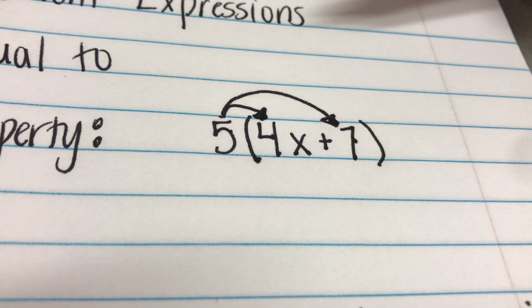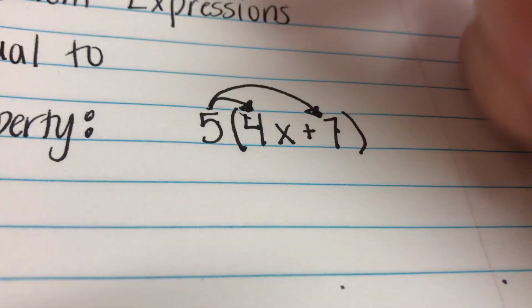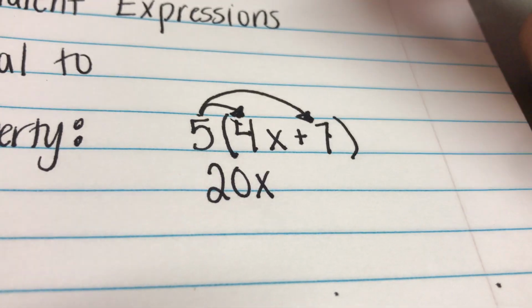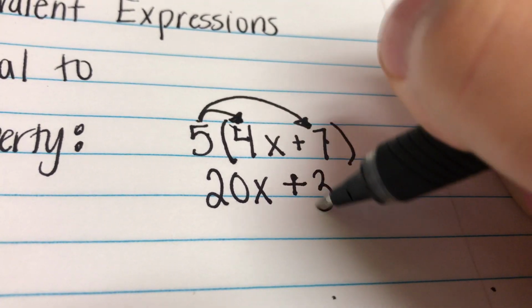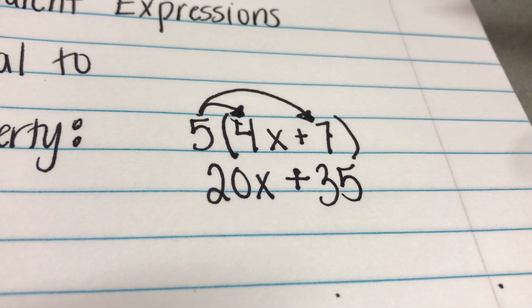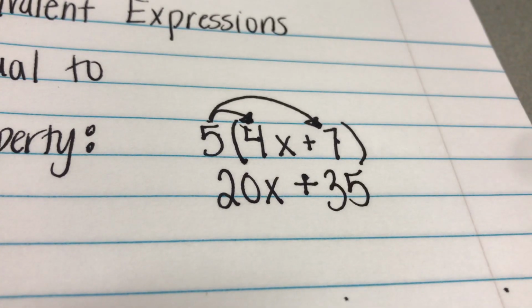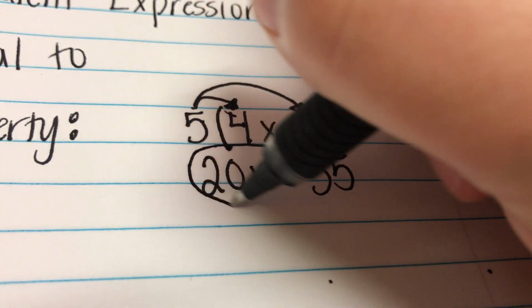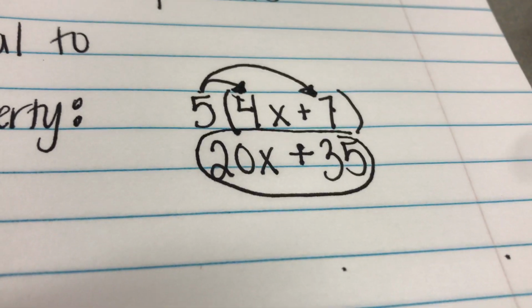So now when I distribute, that means multiply. So I'm going to do 5 times 4 is 20. X stays with it. 5 times 7 is 35, and there is no x. Now, just like in your previous unit, you knew about combining like terms. I looked to see if there's anything to combine. X's and constants are different, so therefore that is my final answer.